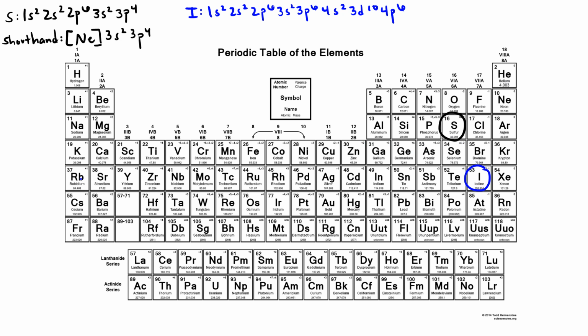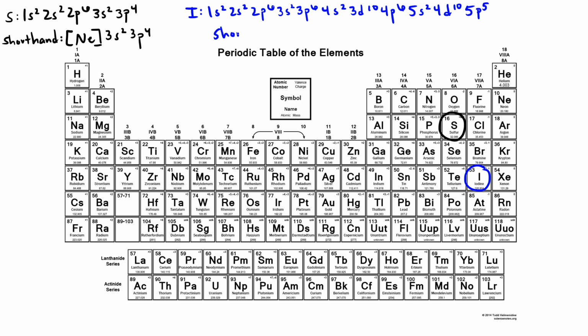After 4p6, you go to 5s2, and then you jump to the 4d section. And after 4d, you have 1, 2, 3, 4, 5 electrons in the 5p orbital. So that's going to be the complete electron configuration for iodine.